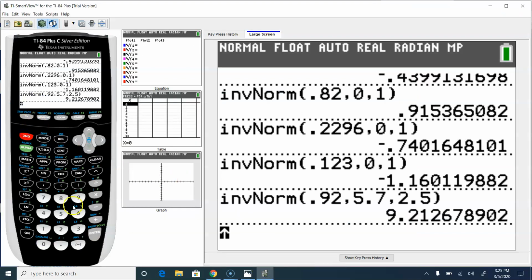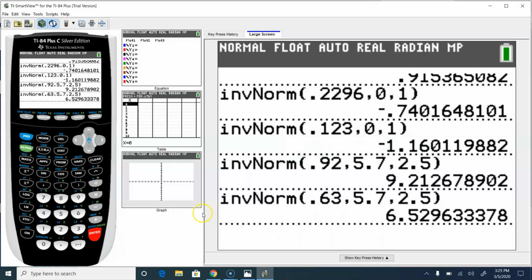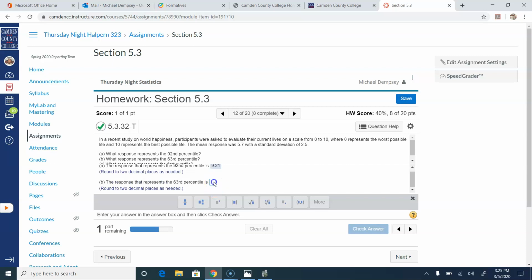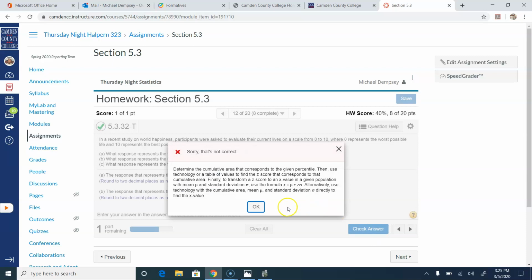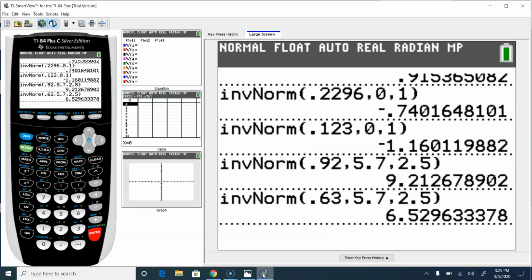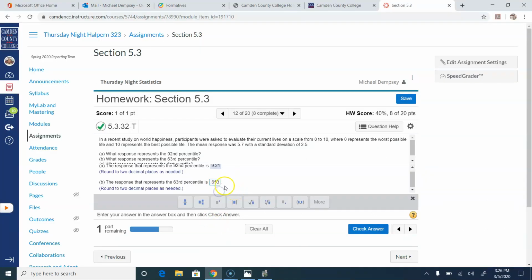63rd percentile. So the easiest way to get that is just second enter again. Just change the 0.92 to a 0.63. Boom. 0.653. Uh-oh. Oh, 2 decimal places, so double check there. Oh, 6.53. Getting a little bleary-eyed here.